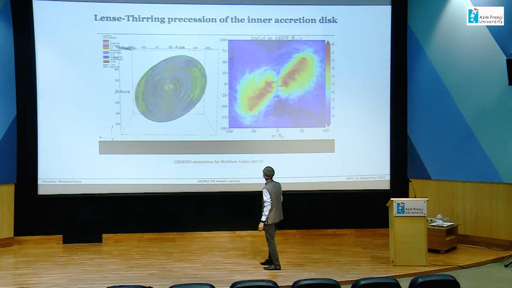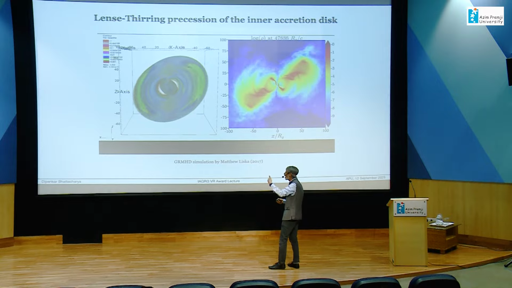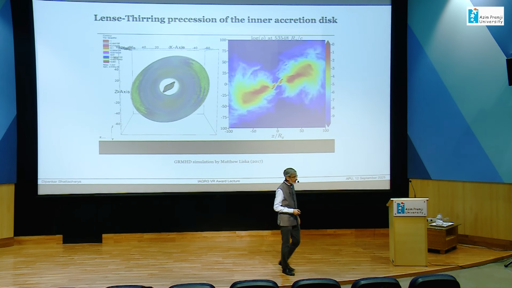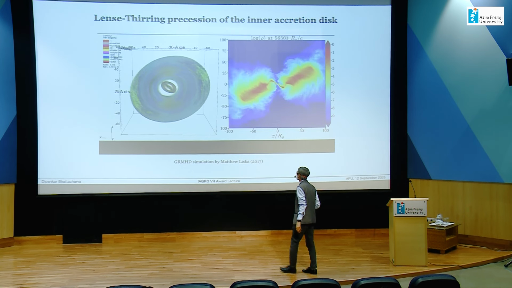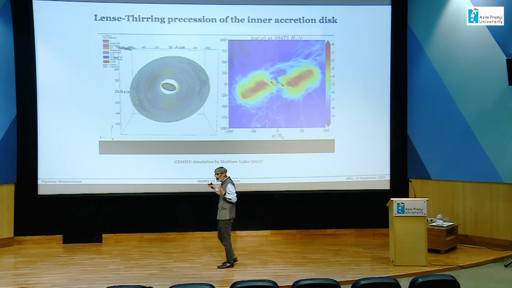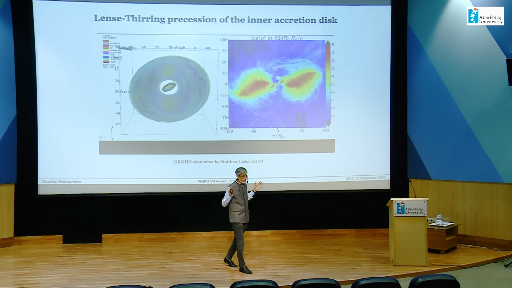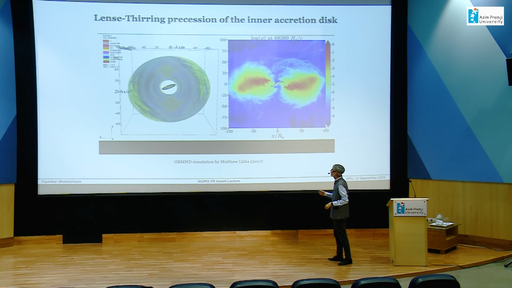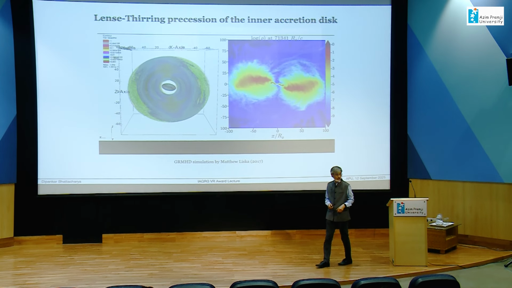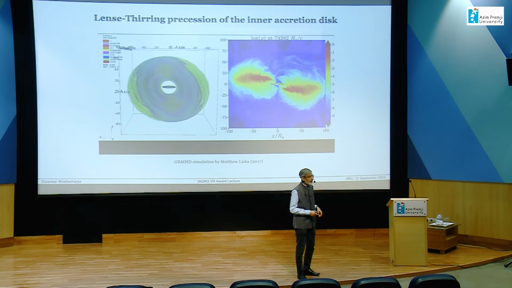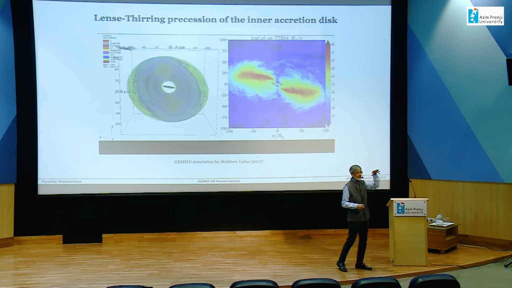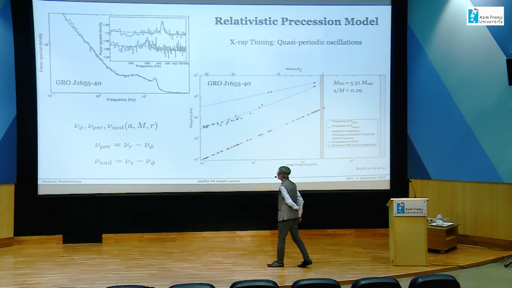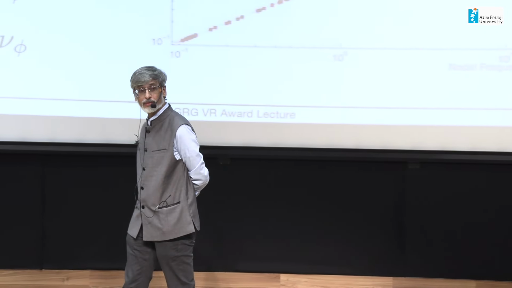You will notice that the inner part of the accretion disk detaches and it starts precessing in its own time scale. And that time scale is related to the inner edge of the accretion disk. So if you were to see radiation from this system now, you will see a signature of this precession frequency. And it will look like a quasi-periodic signature in the intensity fluctuation that you see from this object.